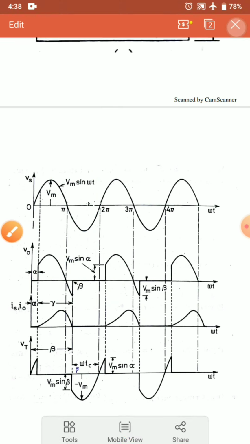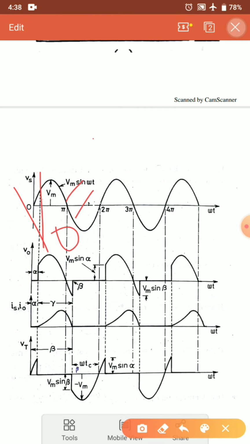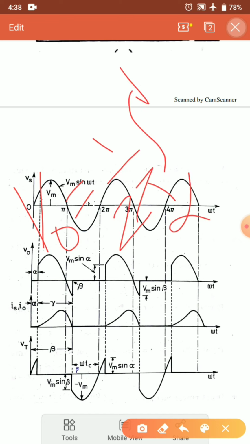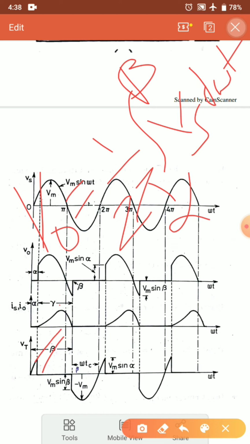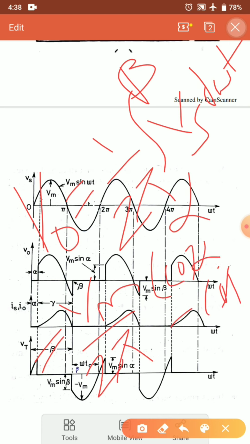Now if I have to find out the average output voltage for a cycle, it is 1 by 2 pi, the integral from alpha to beta, since my thyristor is conducting from alpha to beta, of Vs d omega t. Vs is nothing but Vm sin omega t. When I integrate that, I get Vm by 2 pi times (cos alpha minus cos beta).